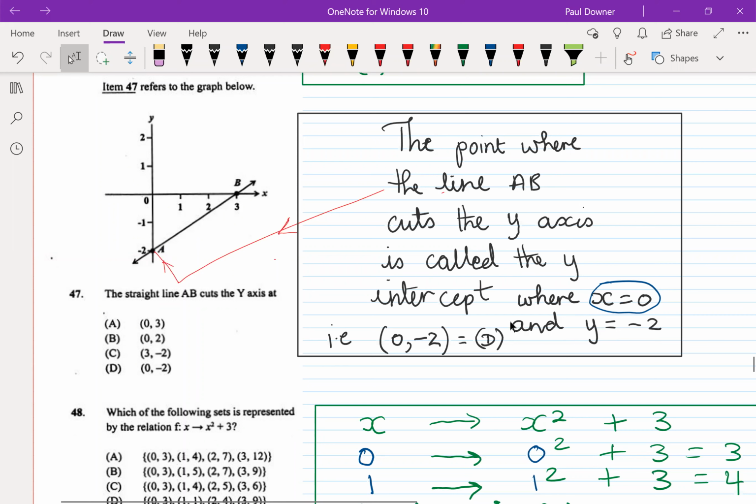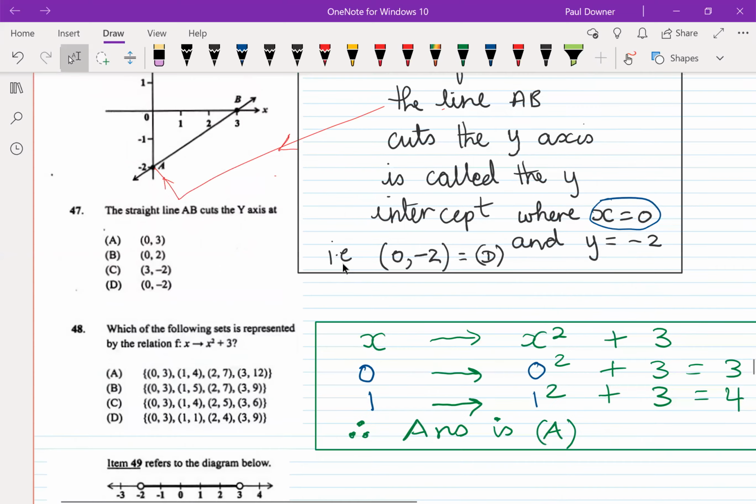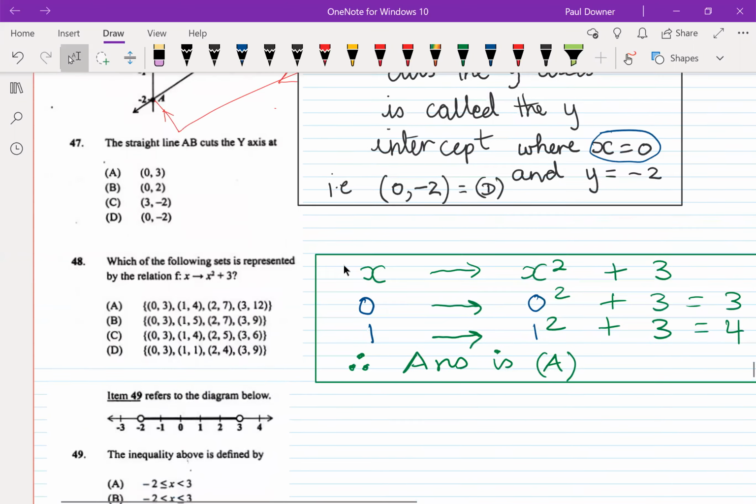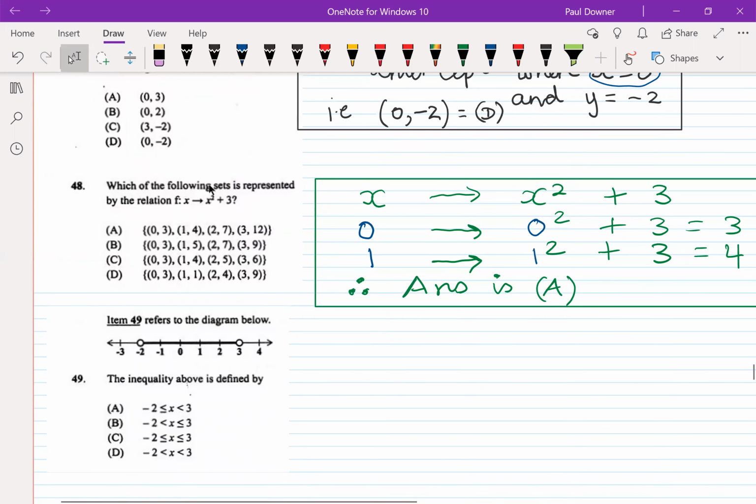So the coordinates of the y-intercept, or the point where AB cuts the y-axis, are going to be x = 0, y = -2, or (0, -2). That actually is D, (0, -2). Okay, so just be careful when you're doing it. Don't make any errors.